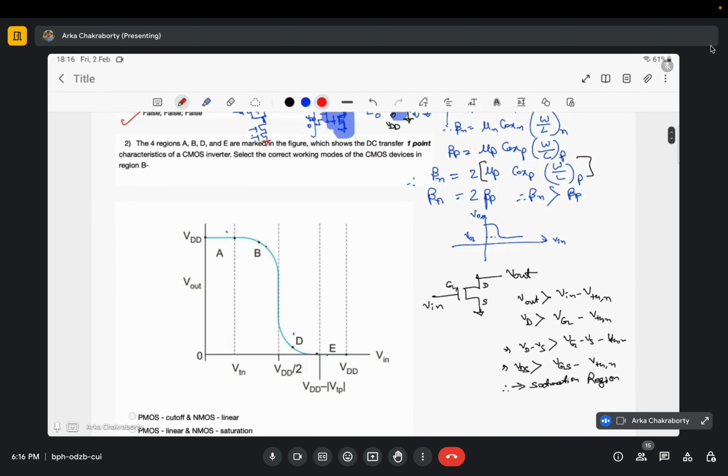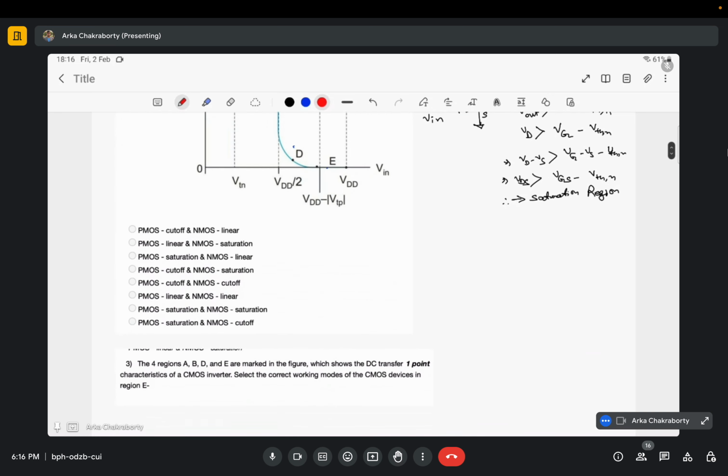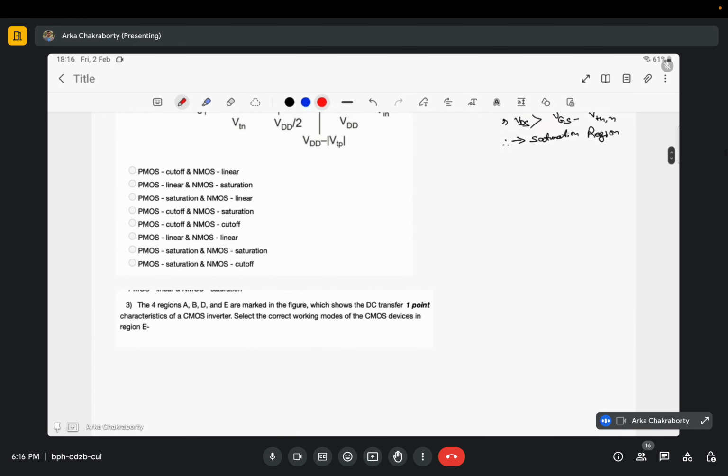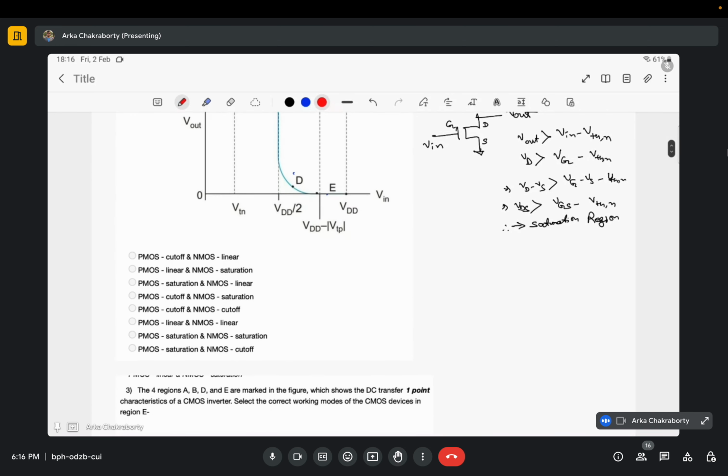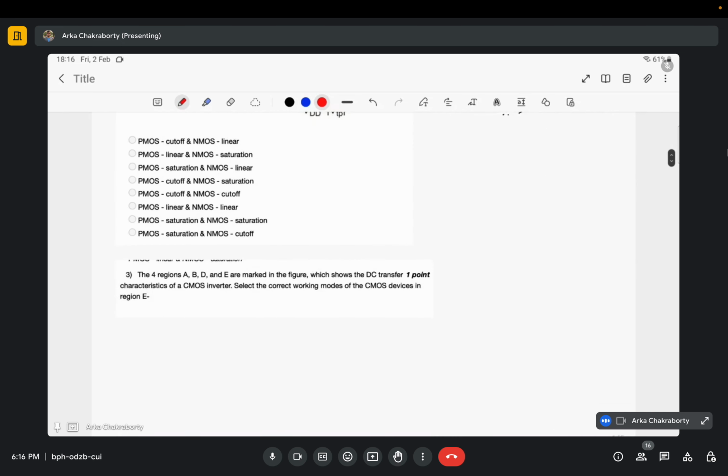It has been told that the four regions A, B, D and E are marked in the figure, which shows the DC transfer characteristic of a CMOS inverter. Select the correct working modes of the CMOS devices in region B. Let us first look into which modes of operation our PMOS and NMOS are in. Space is less here. Question number 2 and question number 3 are almost the same. In question 2 they have asked about region B, and in question 3 about region E. So let me take up this space.